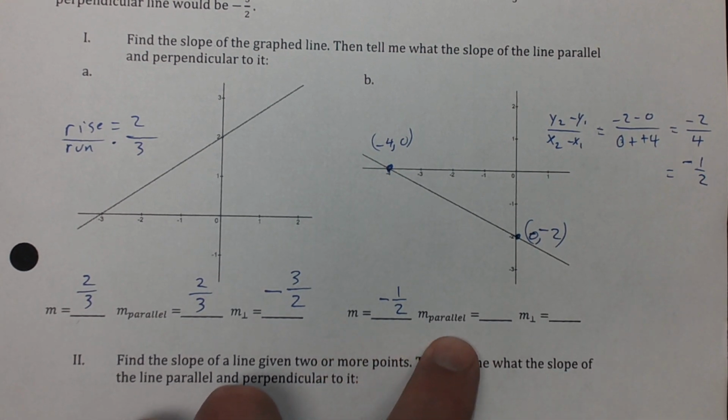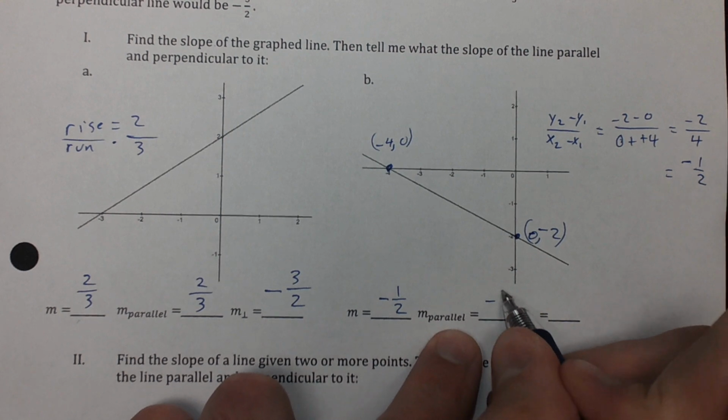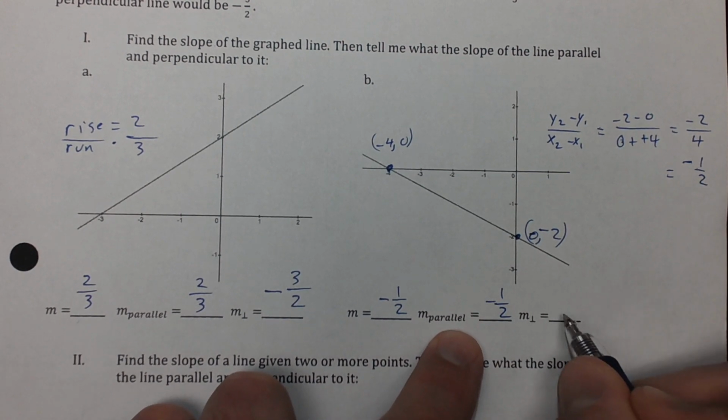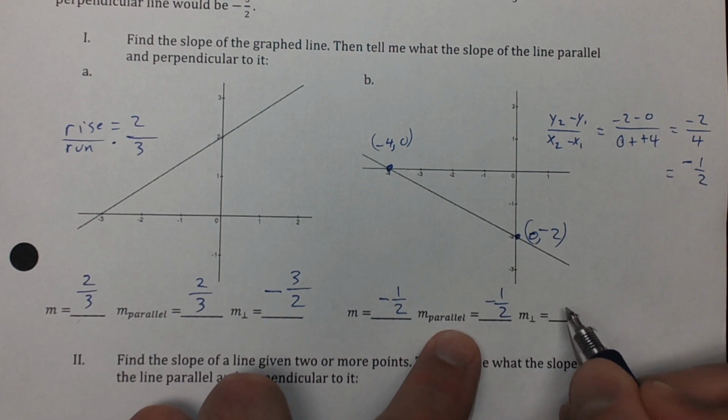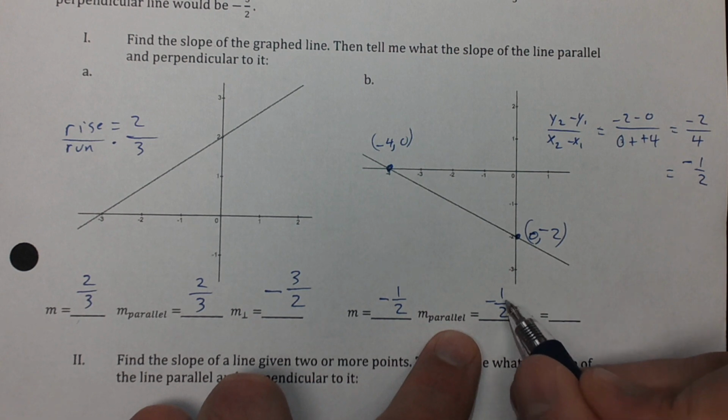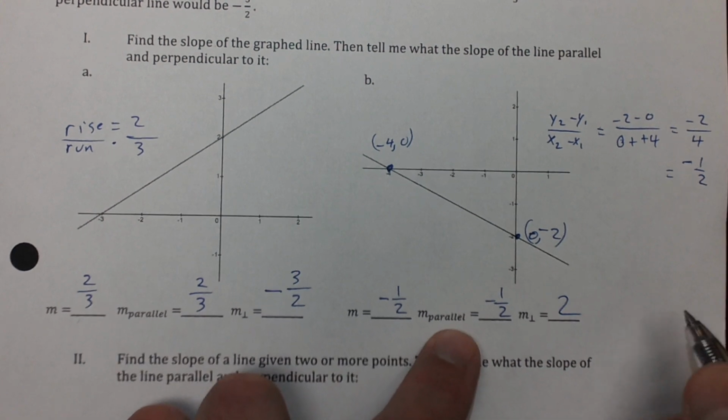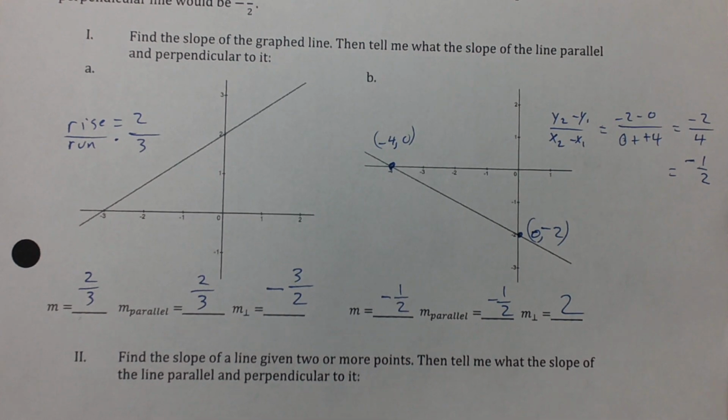The slope of the parallel line will be exactly the same, negative 1/2. And the slope of the perpendicular line, we're going to change the sign so it's not negative anymore, it's going to be positive. We don't really need to write the positive sign down. It's going to be positive, the reciprocal of 1/2 is just 2. So we don't have to say 2 over 1, we can just say the slope is 2. That implies 2 over 1 though.